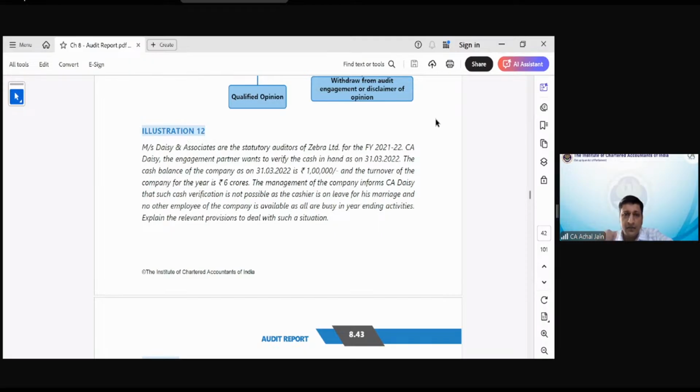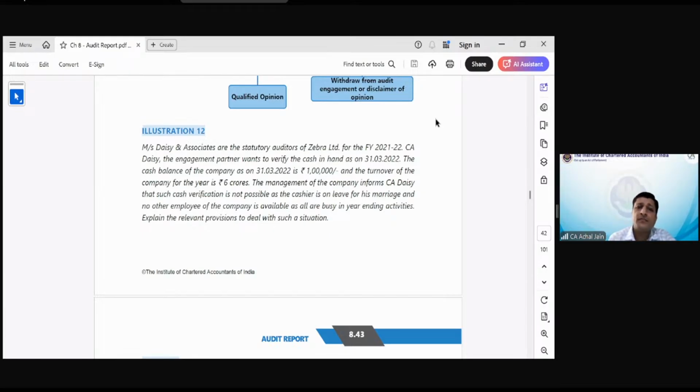Anyone? Any thoughts? Shreya says the auditor is unable to verify the cash, which may have a possible material misstatement.